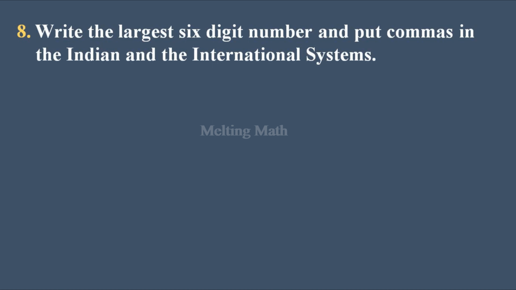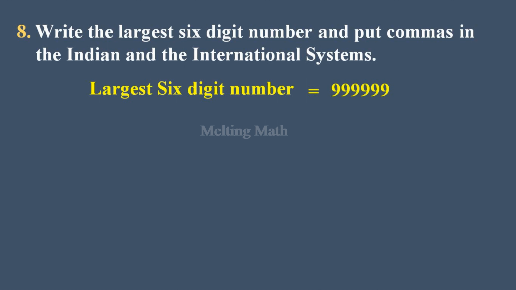Okay, so first we have to write the largest 6-digit number. Then we have to put commas based on the Indian system and also the international system. That is the question. So first write the largest 6-digit number. Largest number means that is 9. Here they asked for 6 digits, so just write 6 digits of 9. This is the largest 6-digit number. Then we have to put commas based on the Indian system and also the international system.